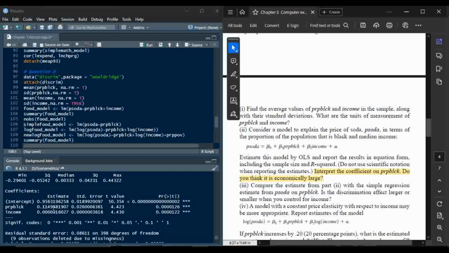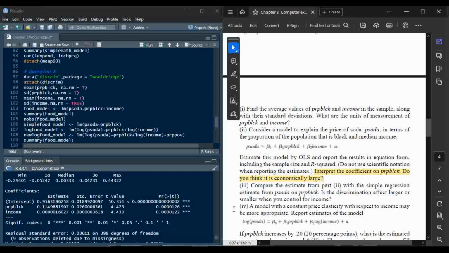So this does not seem large, but there are communities with no black population and others that are almost all black, in which case the difference in psoda is estimated to be about 11.5 cents. So it is not economically large in itself, but there are some communities with no black population, and others that are almost all black. So in those extreme cases, the difference in psoda is estimated to be almost 11.5 cents.